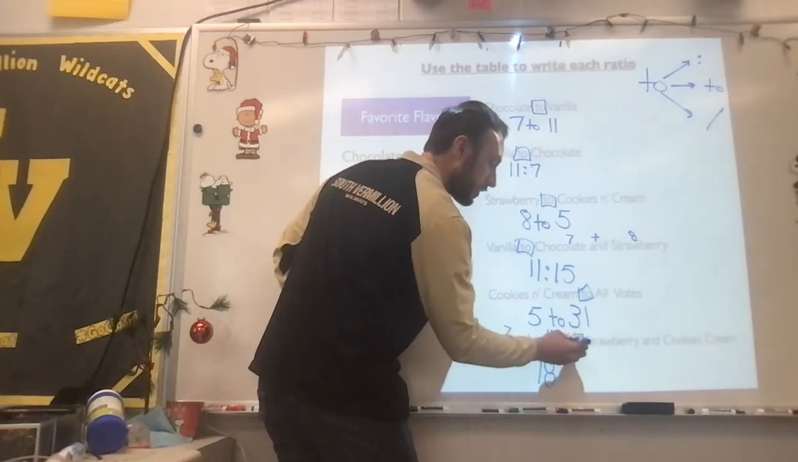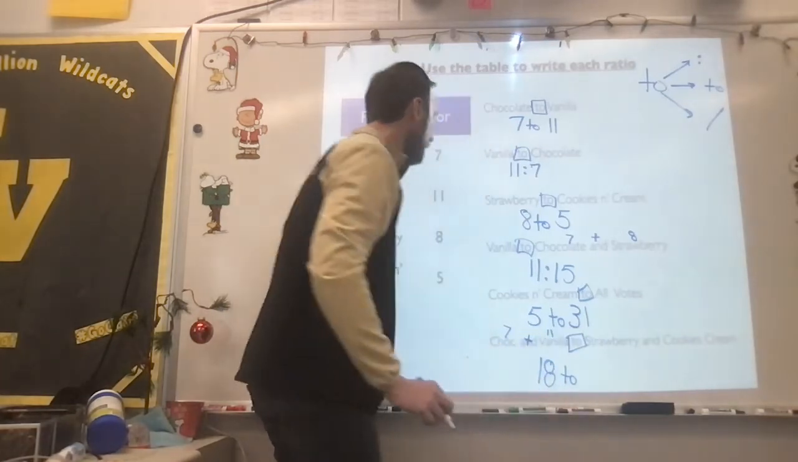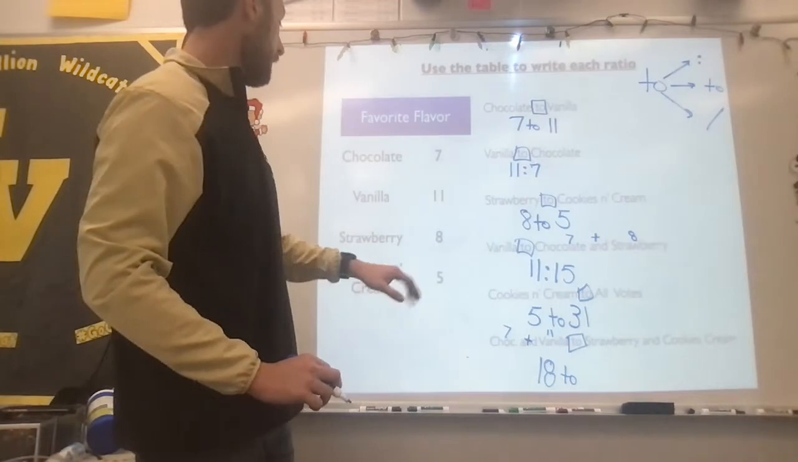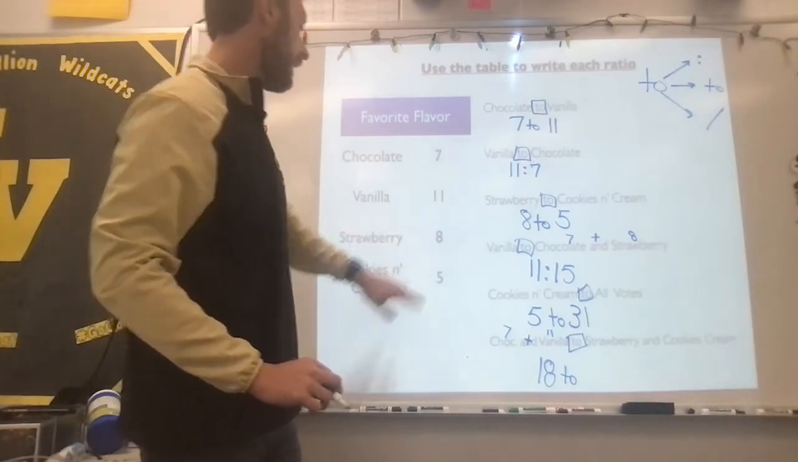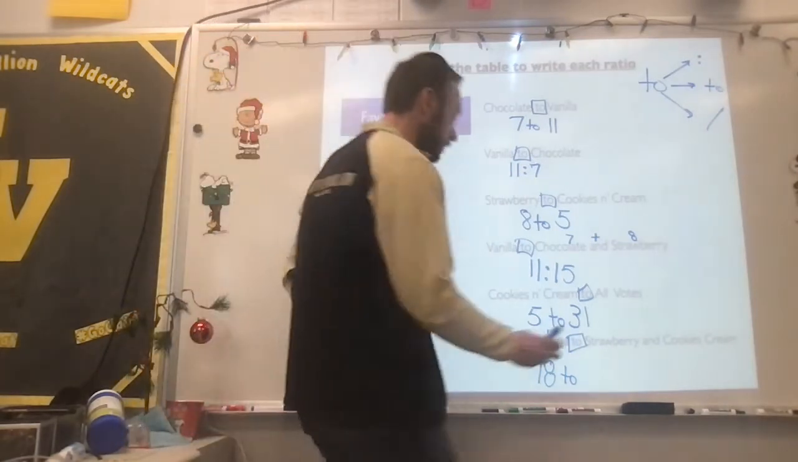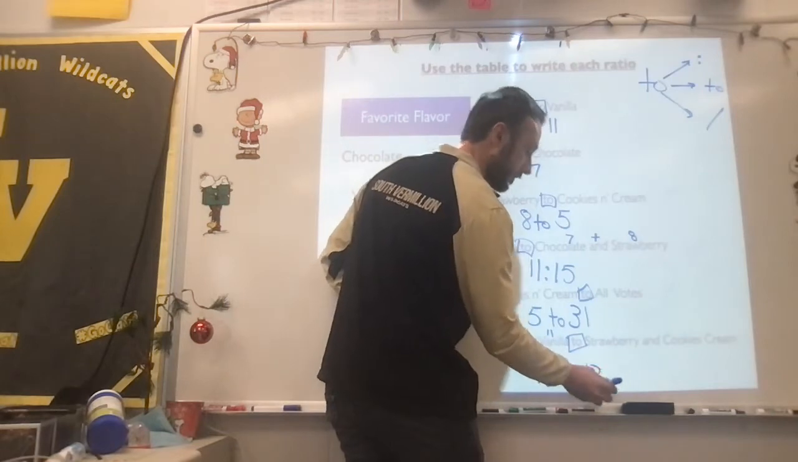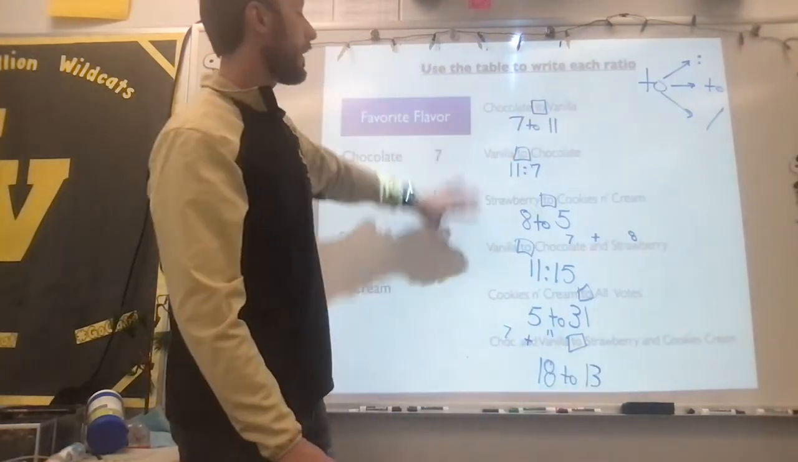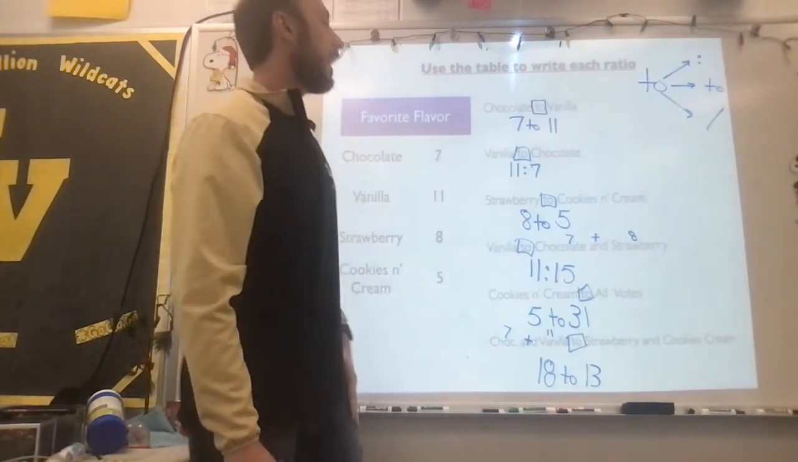We have the word "to," so we write the "to." And then we have strawberry and cookies and cream, which would be 8 and 5, which would be 13. So that's how you write ratios when given a table.